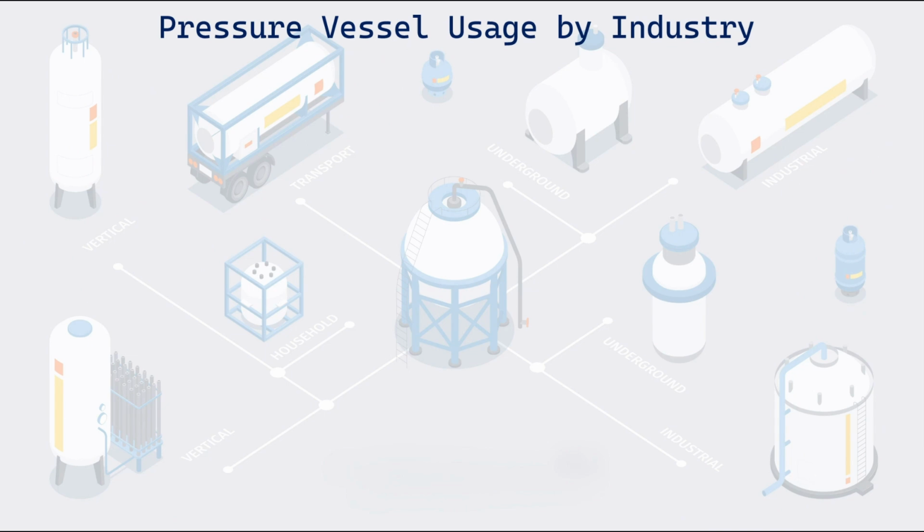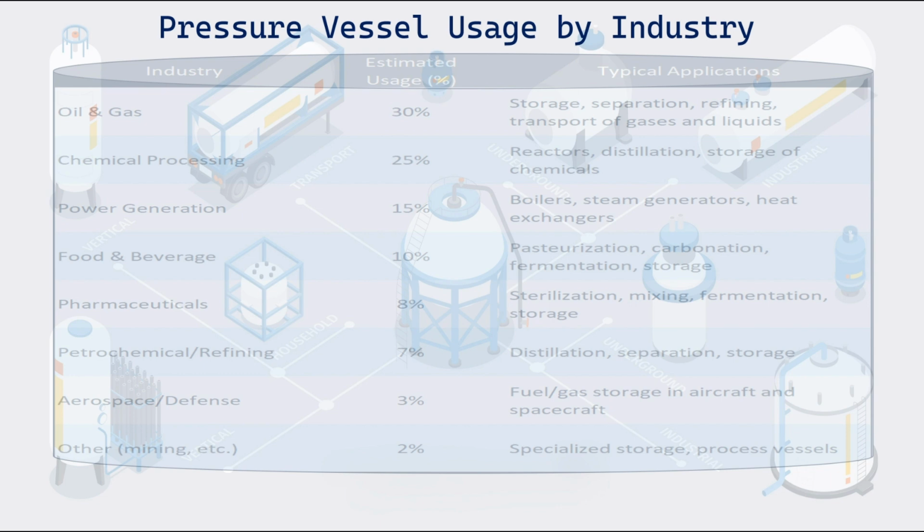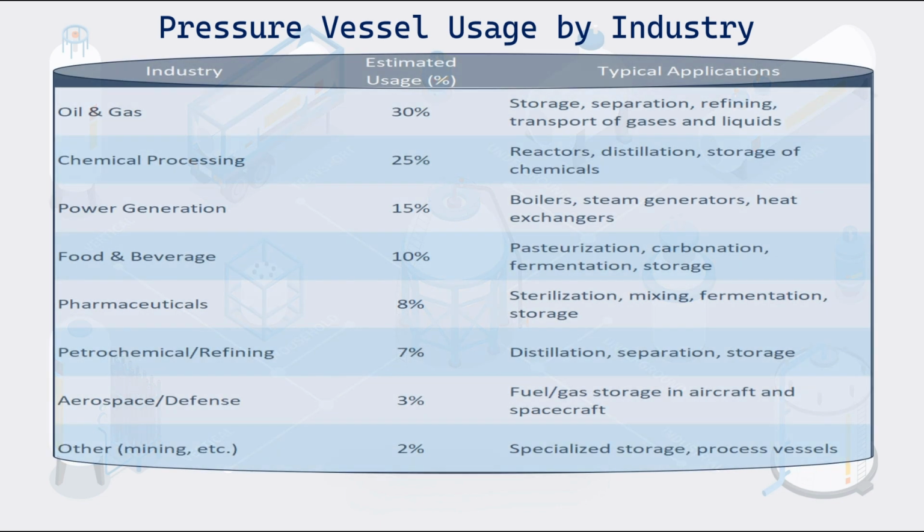Industries that use pressure vessels include oil and gas, chemical, power generation, pharmaceuticals, and food and beverage. Below is a table summarizing estimated usage percentages across major industries, combining insights from the web search results and general industry knowledge.